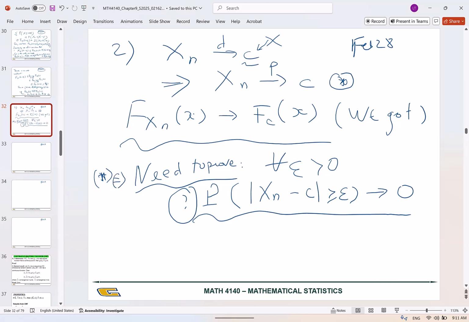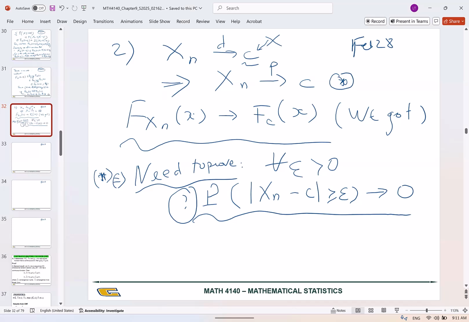Equivalently, we need to prove that for any epsilon greater than zero, the probability that the distance between Xn and C is bigger than epsilon goes to 0. So you can see Xn is close to C with high probability, and far away from C with very low probability. This probability goes to 0. So what is this quantity? Now we need to expand the probability that the absolute value of Xn minus C is greater than or equal to epsilon.